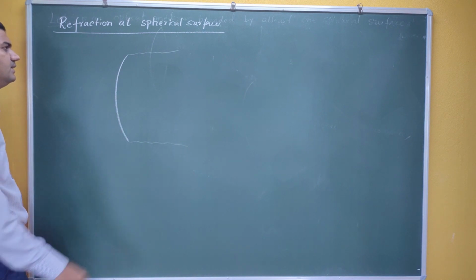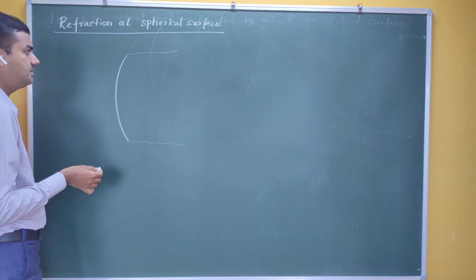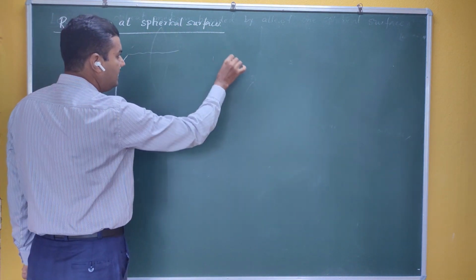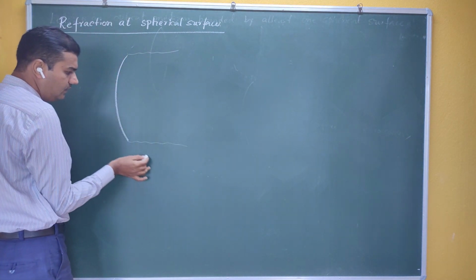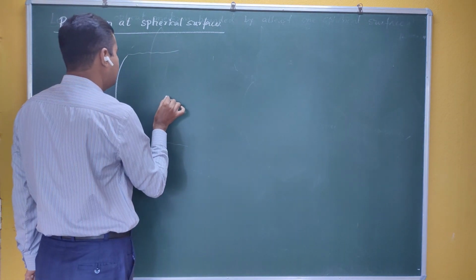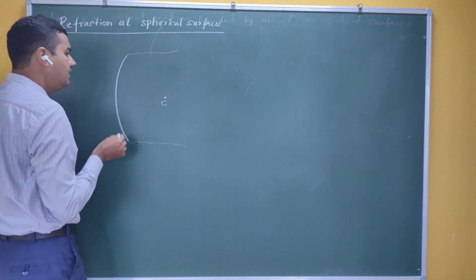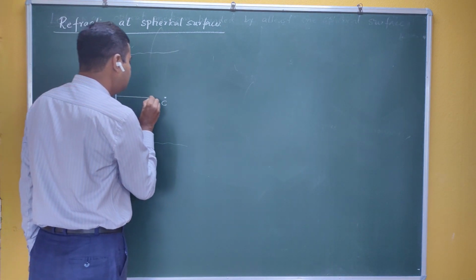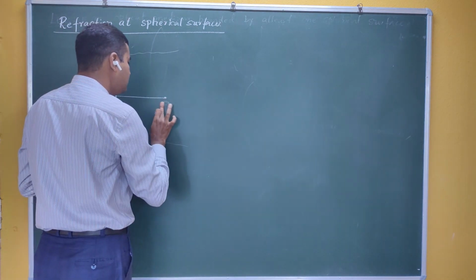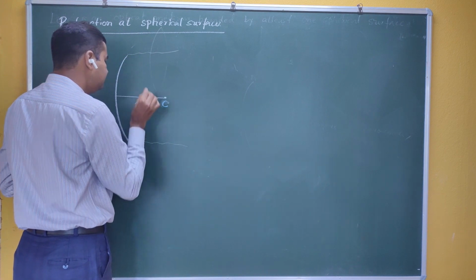One part of the spherical surface. This is the entire sphere, and we have taken only a part of it. If you draw the entire shape here, that is nothing but a sphere, and the sphere has a certain center of curvature. Let me call the center of curvature C, and this particular distance is the radius of curvature. So this is center of curvature C, and this is radius of curvature R.